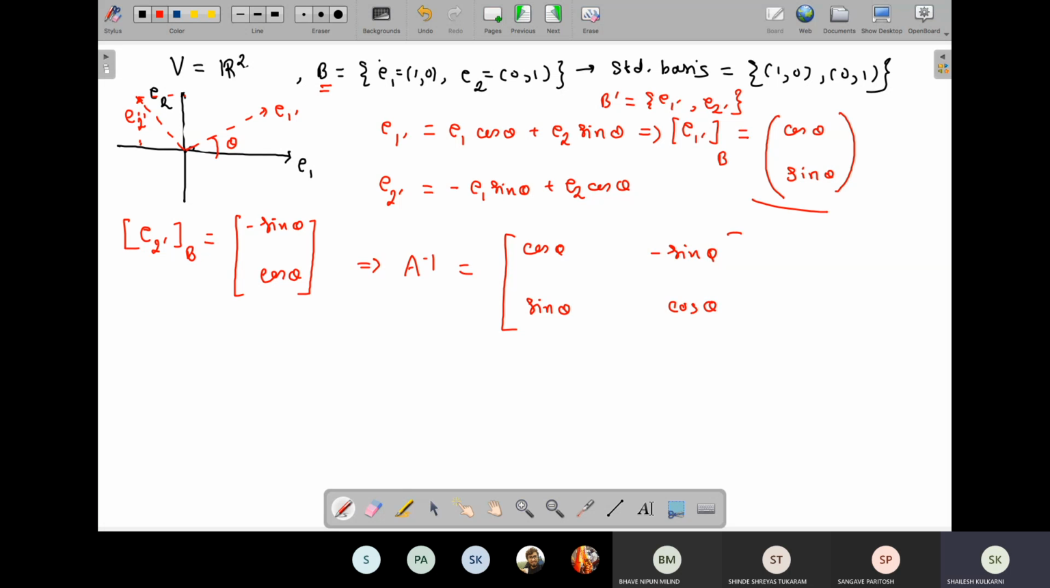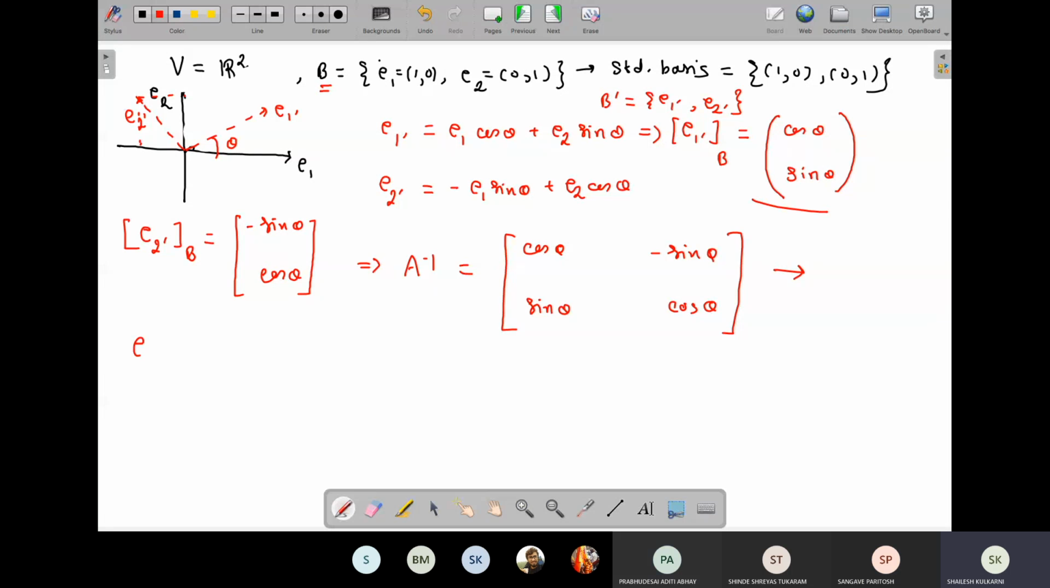Is it clear to all? My job is to find A, or A inverse. So this is my A inverse. Is this clear to all? Yes, sir. Is it absolutely clear? Yes. Okay. So this is my A inverse.